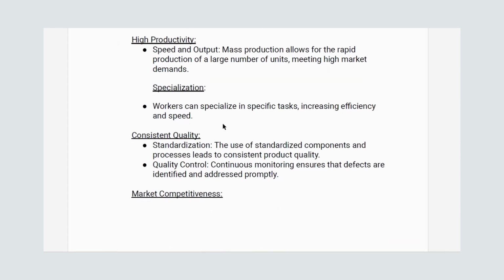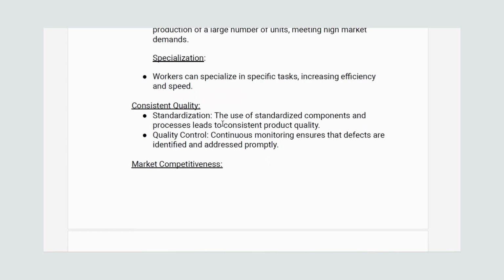Then what we can say is about the quality. The products which are produced in the mass production process have consistent quality. The use of standardized components and processes leads to consistent product quality. Continuous monitoring ensures that defects are identified and addressed promptly.